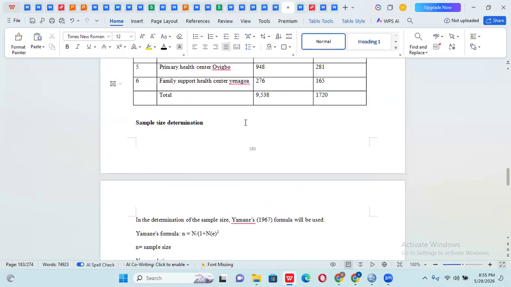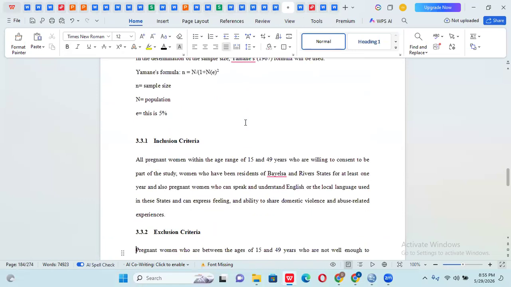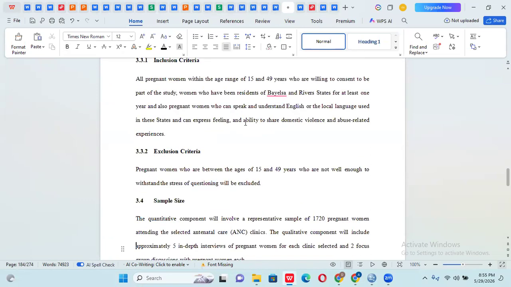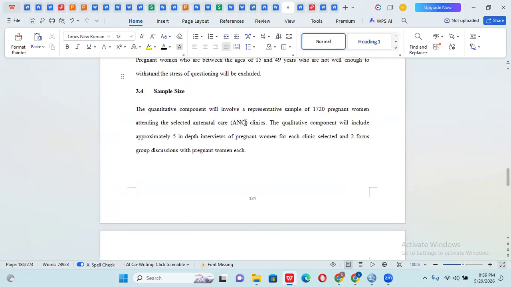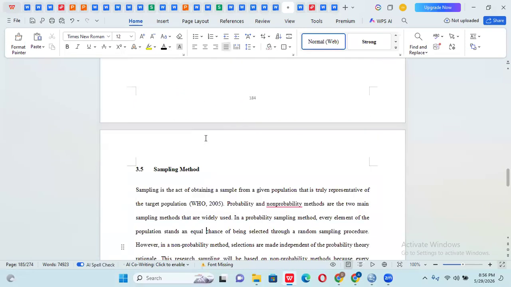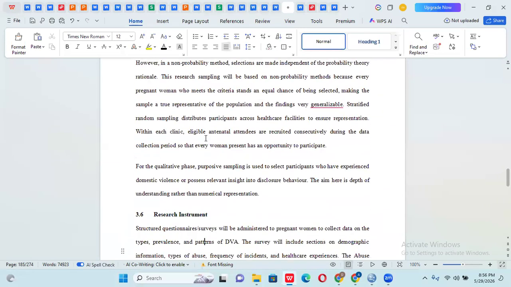So this sample size, this is a quantitative sample size. So you can see that sample size, quantitative component will be 1,720 pregnant women attended the antenatal. So qualitative component will include about 5 in-depth interviews of pregnant women. So we have quantitative, we have qualitative. So 5 in-depth interviews for qualitative sampling method.